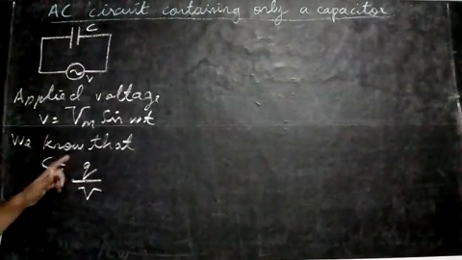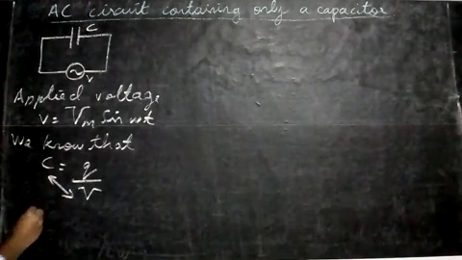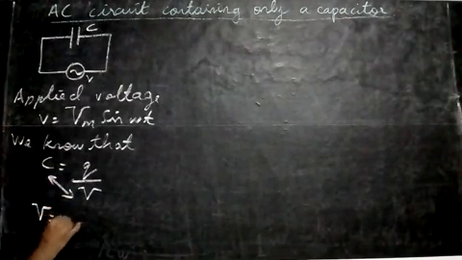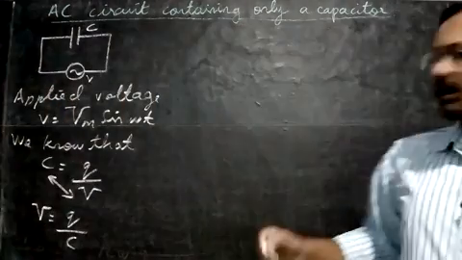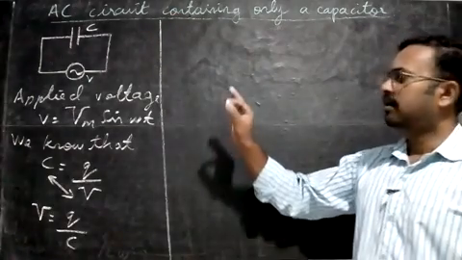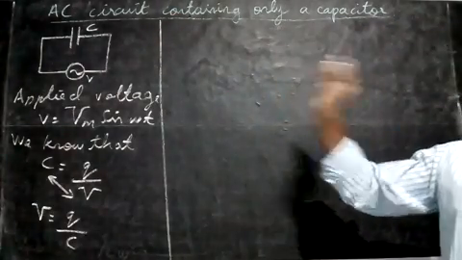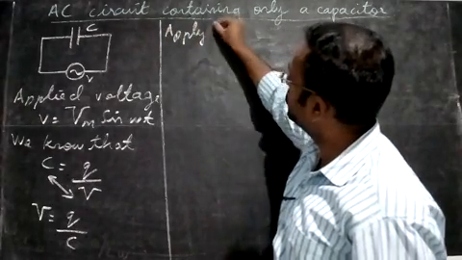Now you must find what V is here. So cross multiplying and interchanging, we get V is equal to Q by C. This is on cross multiplication. Now what we do is apply Kirchhoff's loop rule.